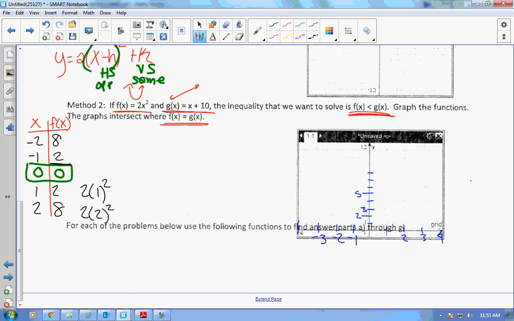6, 7, 8, 9, 10, 11, 12. Probably want to make sure those are clean before. Okay, now you need arrows. It needs to go all the way up. Okay, plot the points. Negative 2, comma 8.